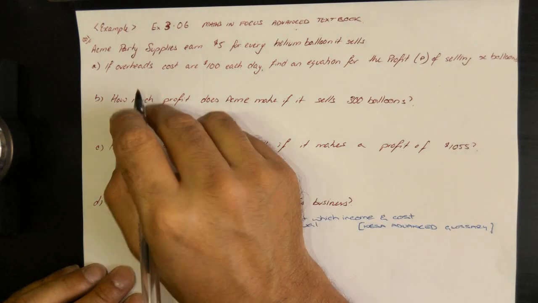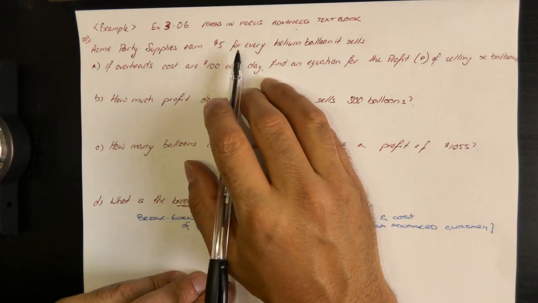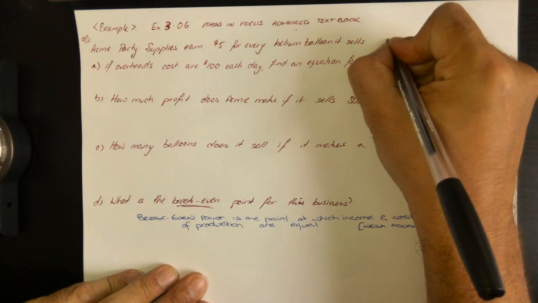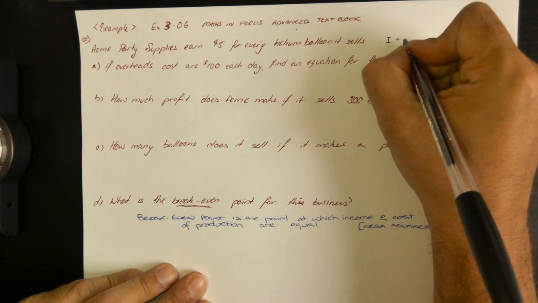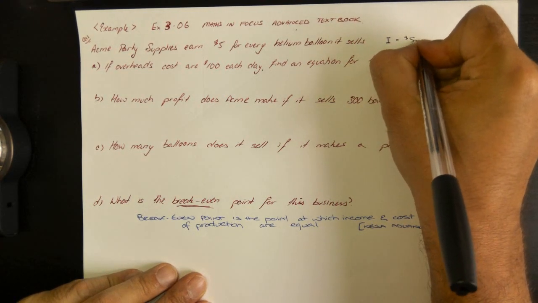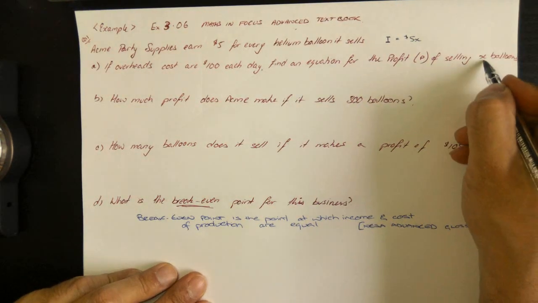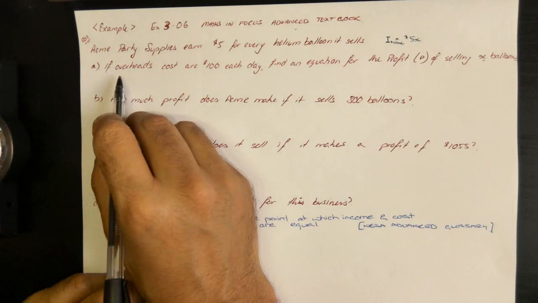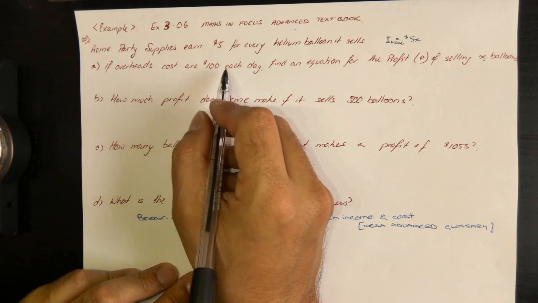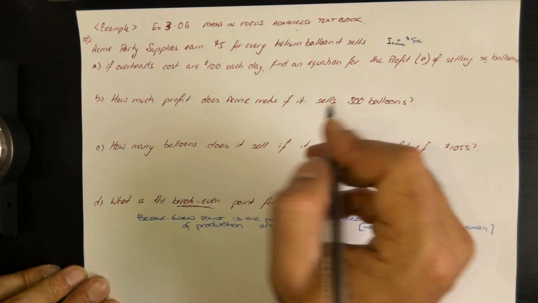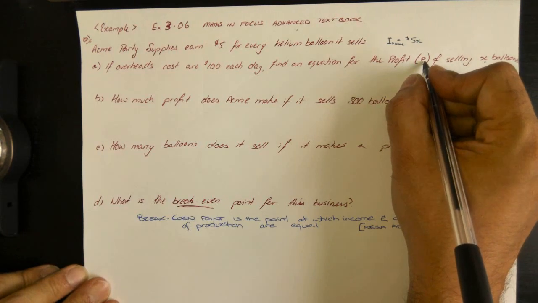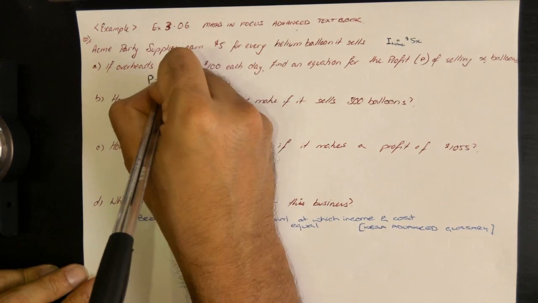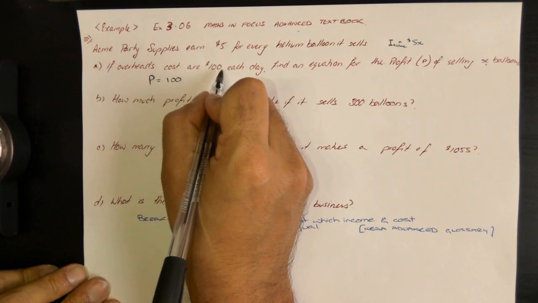So it says, Acme Party suppliers earn $5 for every helium balloon it sells. Okay, so the income in this situation is going to be $5 for every balloon they sell. So letting x be the balloons, I stands for income. It says if the overheads cost $100 each day, okay, we want to find an equation for the profit. It tells us we're going to use the variable P. So the profit is, it's going to start with $100. The business spends that each day, right?